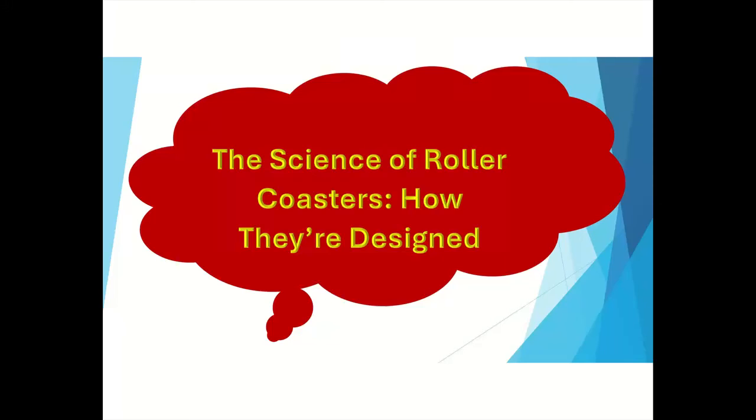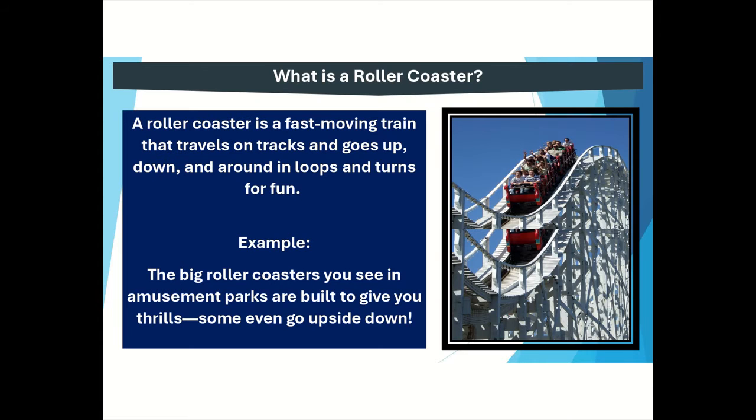The science of roller coasters, how they're designed. What is a roller coaster? A roller coaster is a fast-moving train that travels on tracks and goes up, down, and around in loops and turns for fun. Example: the big roller coasters you see in amusement parks are built to give you thrills. Some even go upside down.